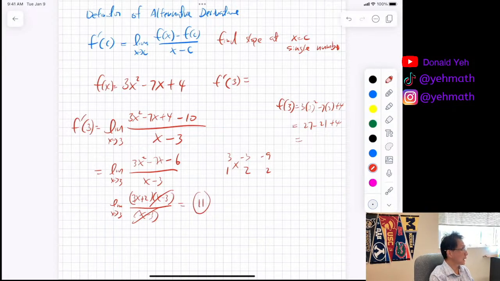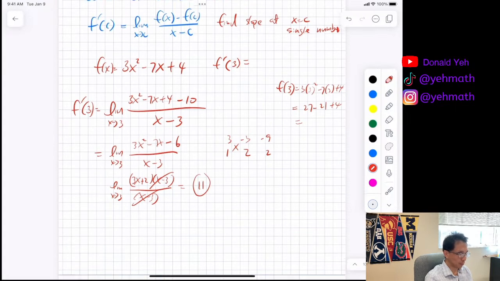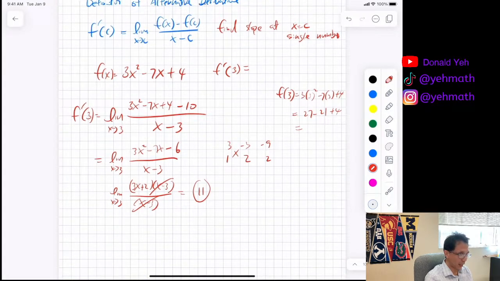I just found the slope at x equal to 3. But in this case, I cannot find the slope at 4, because if I want to find the slope at 4, I have to redo it all over again. So you're going to ask, why do we need to learn this? There is a reason. Sometimes a function doesn't really work. But this is one of your few homework practices that you have to be able to do: apply the formula and find it.